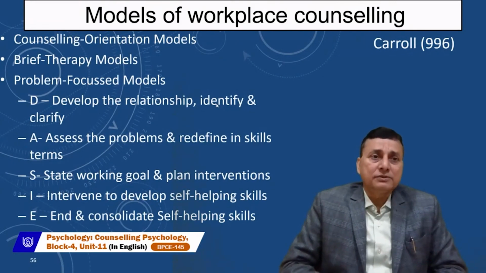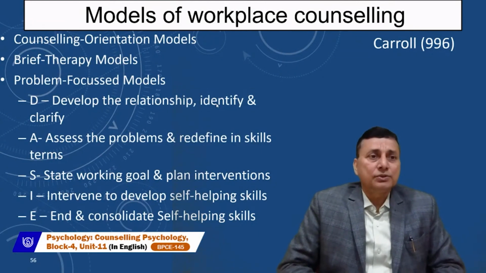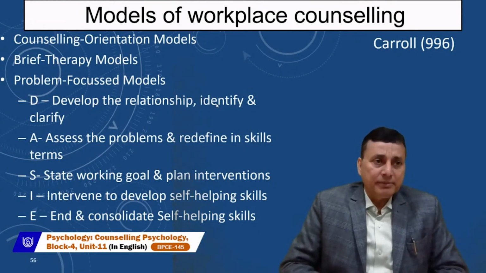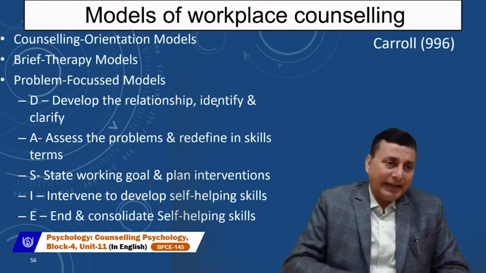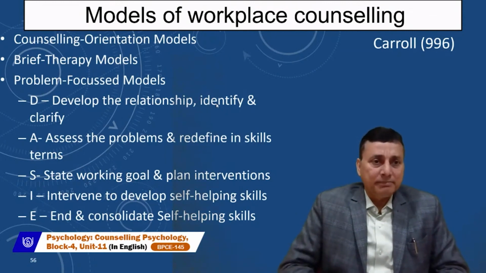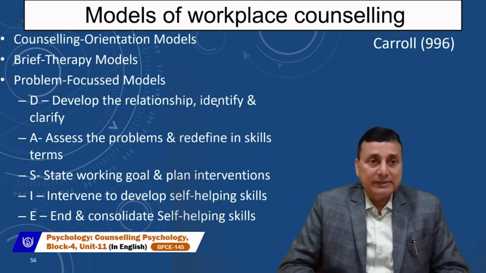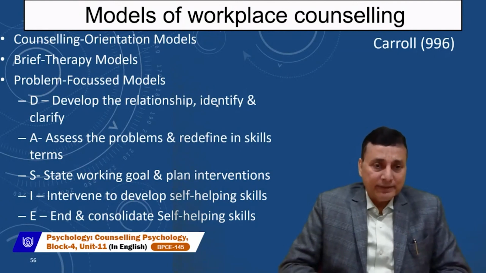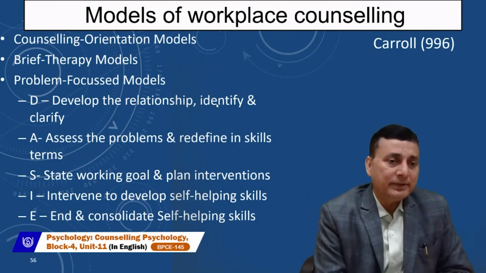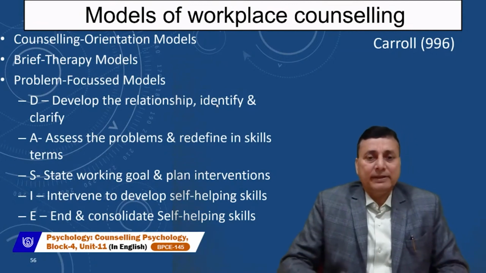Carroll has given counseling orientation models. These are basically brief therapy models and problem focused models. They have given acronyms. D for develop the relationship, identify and clarify. A for ask the problem and redefine in skill terms. S for state working goals and plan interventions. I for intervene to develop self-helping skills. E for end and consolidate self-helping skills.